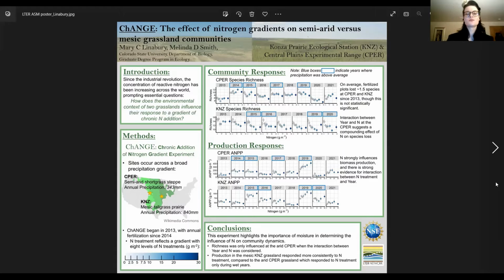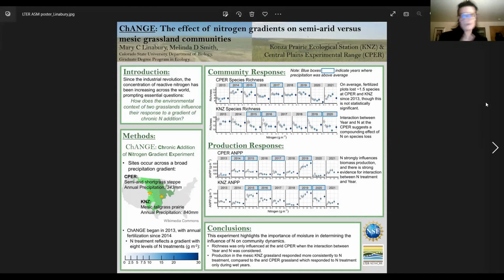With these long-term nitrogen addition studies, it's very common to see species loss, likely due to changes in competition dynamics. And we do see that here, but it's a pretty small effect, relatively speaking. However, at our semi-arid shortgrass steppe site, we do see a much stronger effect of nitrogen on species loss when we look at the interaction between year and nitrogen.